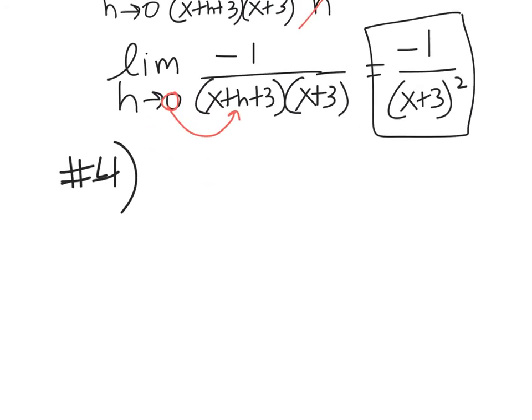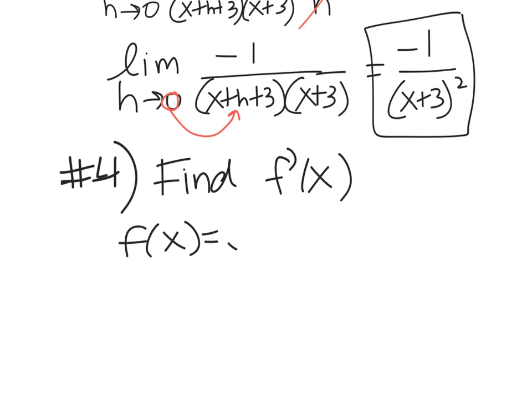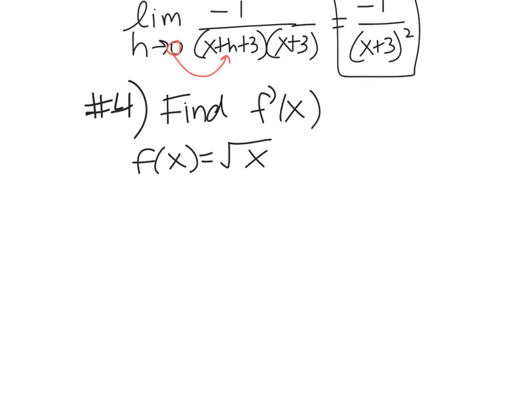Last one. Find f prime of x. We're just finding the derivative, and then we're going to do the slope and stuff like that, when f of x equals the square root of x. So we've done 2 parabolas, and we did a rational function. Now let's do a radical. So we're finding the derivative of this. You want to try it on your own?